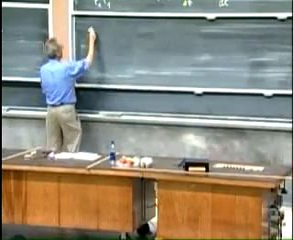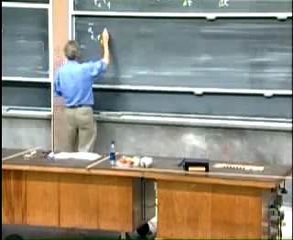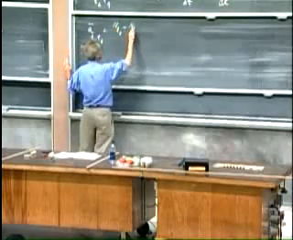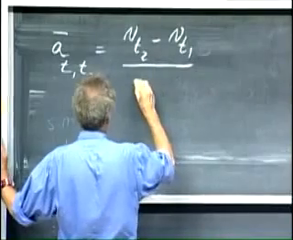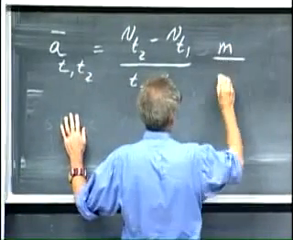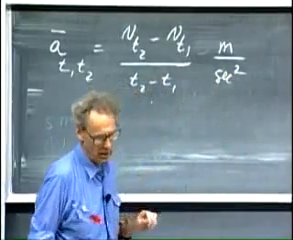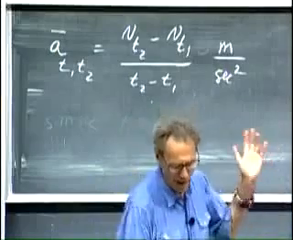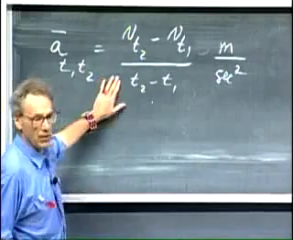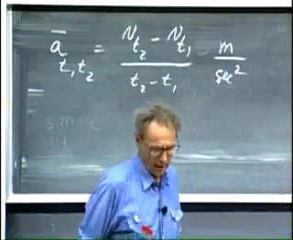The average acceleration between time t1 and time t2 would then be the velocity at time t2 minus the velocity at time t1 divided by t2 minus t1, and the dimension is length per time squared, so it's meters per second squared. This is then for a one-dimensional situation. This number can be larger than 0, it can be equal to 0, and it can be smaller than 0.